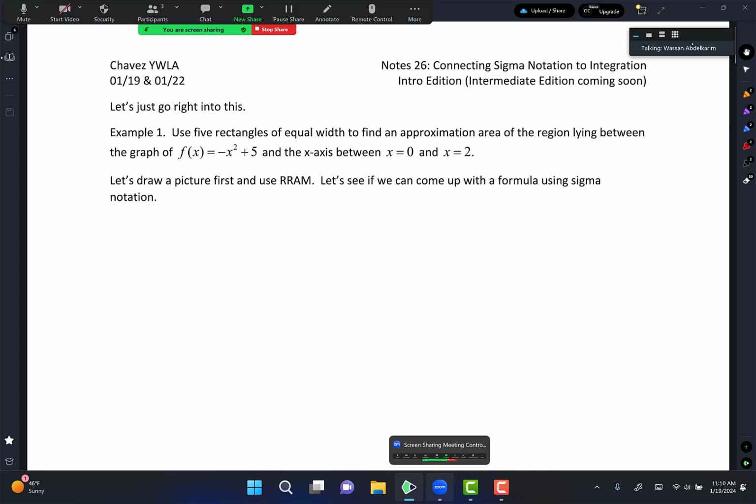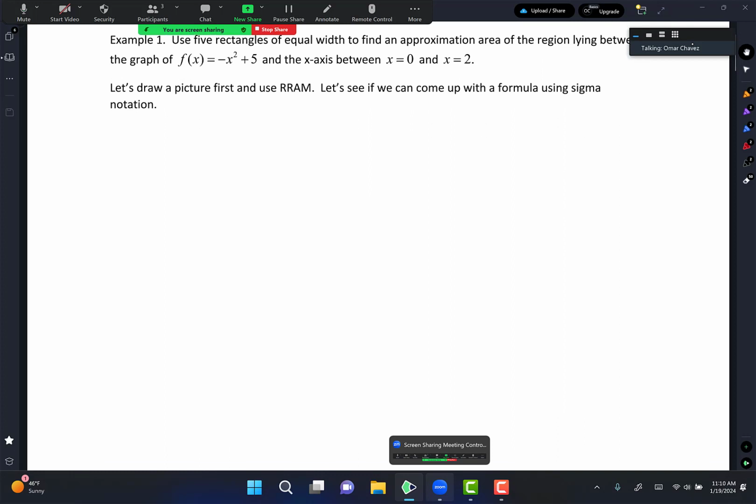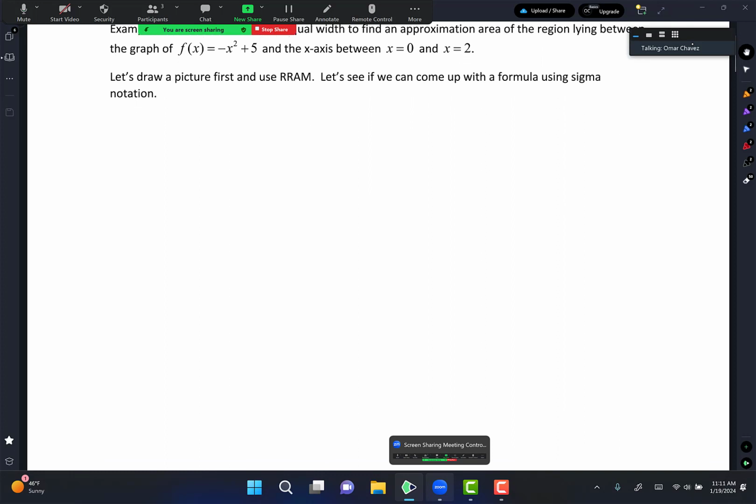Okay, so question number one, example one, it says use five rectangles of equal width to find an approximate area of the region lying between the graph of negative x squared plus 5 and the x-axis between 0 and 2. So we're going to draw a picture and we're going to do RRAM.